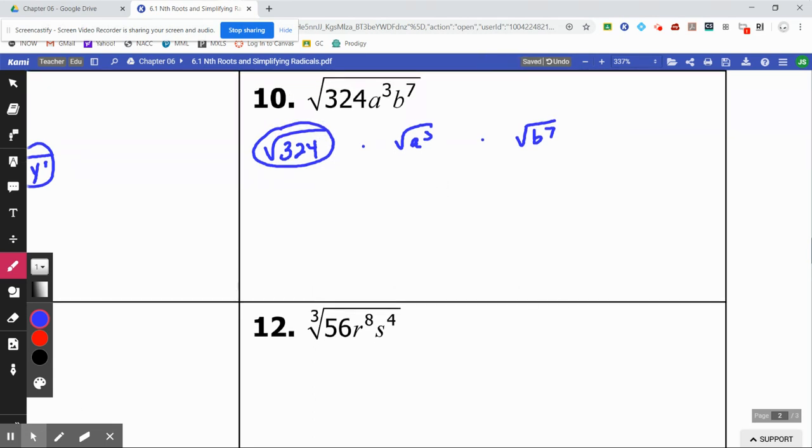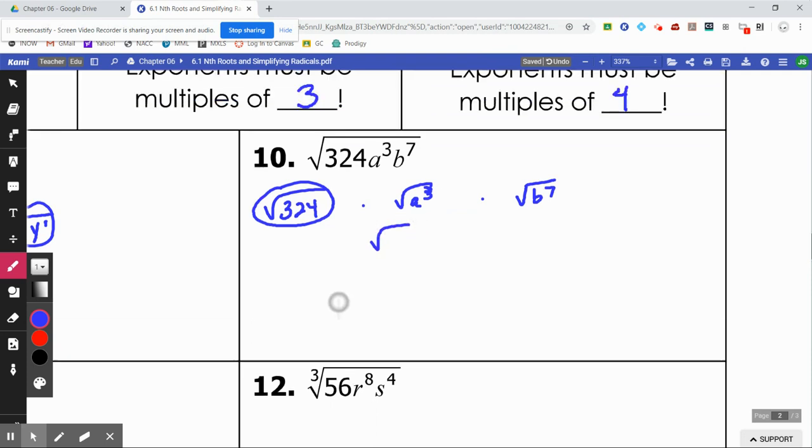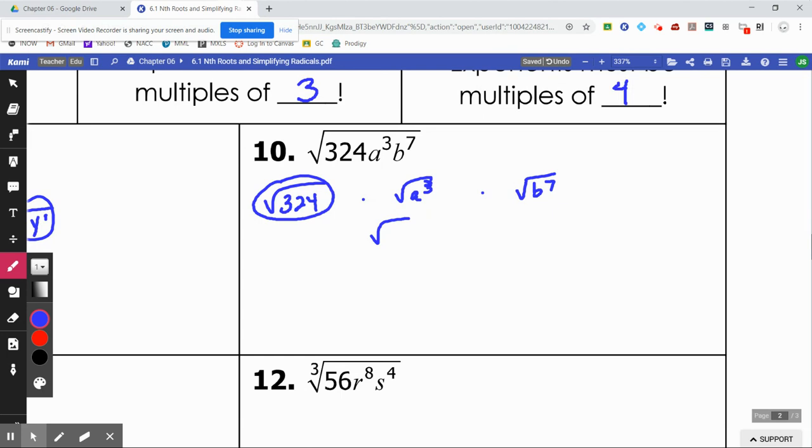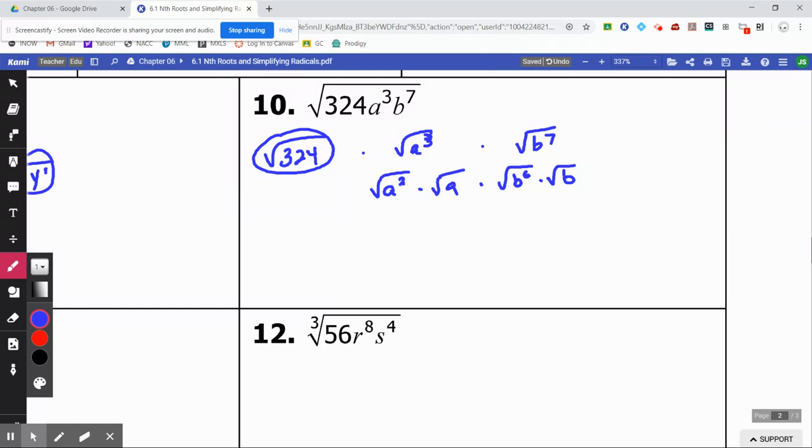However, a to the third, we're going to split into the square root of an even power. Again, if you remember what I said a while ago, it must be a multiple of 2. So we're going to split that into a to the second, the largest even power smaller than 3, and then square root of a to the first. And then b to the seventh, we're splitting into the largest even number, b to the sixth, and b to the sixth times b to the first will give you b to the seventh. So we know this square root, and this square root.